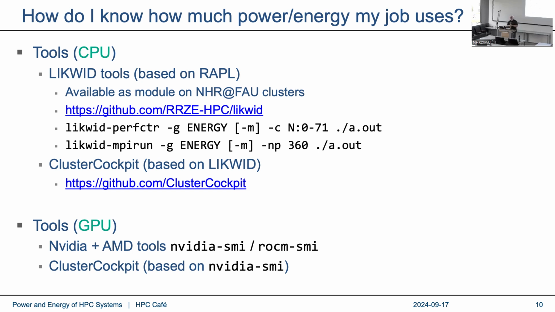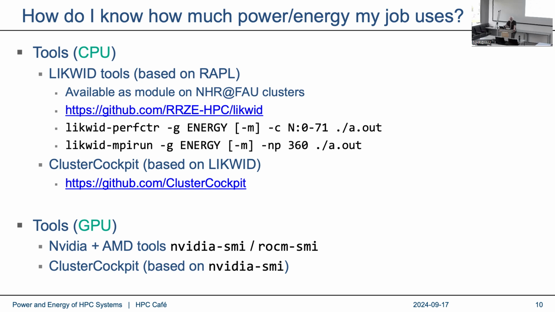You may know it. There was an HPC Café about ClusterCockpit about a year ago. It's based on LIKWID in the backend, so it uses the LIKWID functions to measure the energy of all the jobs running on our clusters. It's a free tool. You can download it and install it if you like, if you're hard-nosed. I'll show you a screenshot on the next slide. ClusterCockpit is a job-specific monitoring software that lets you look at your jobs and see what they do to the hardware, how much performance they have, how much memory bandwidth they use, and how much energy, how much power they burn.